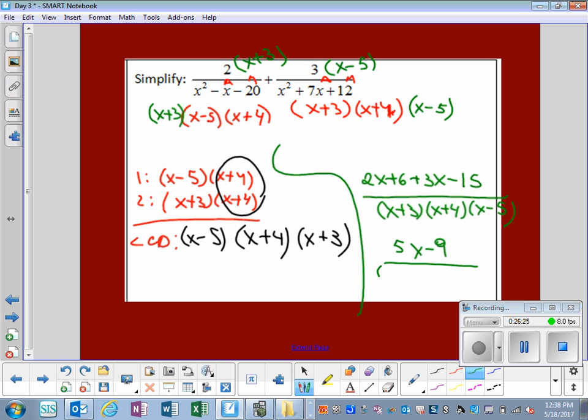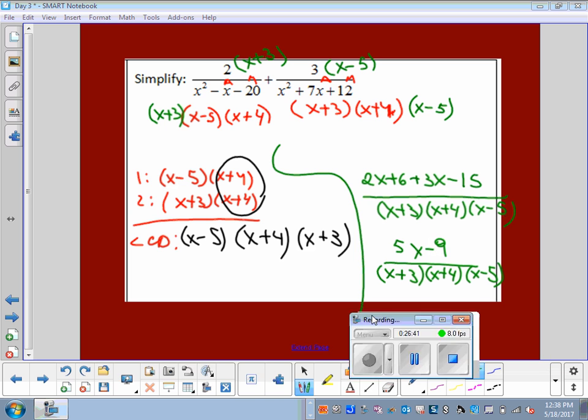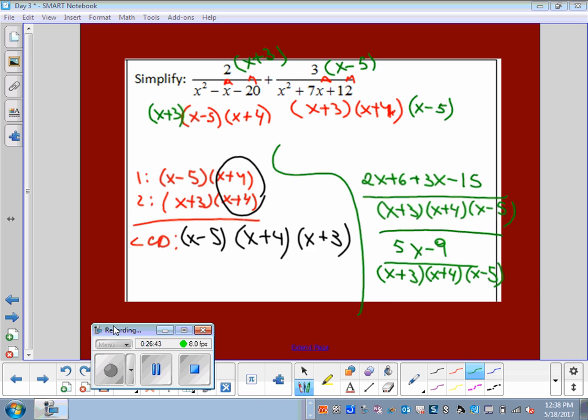Okay, so the denominator is x plus 3, x plus 4, x minus 5. We cannot do anything because the numerator is prime. There is no GCF. Nothing can be cancelled out. We're done. That's our answer. Questions?